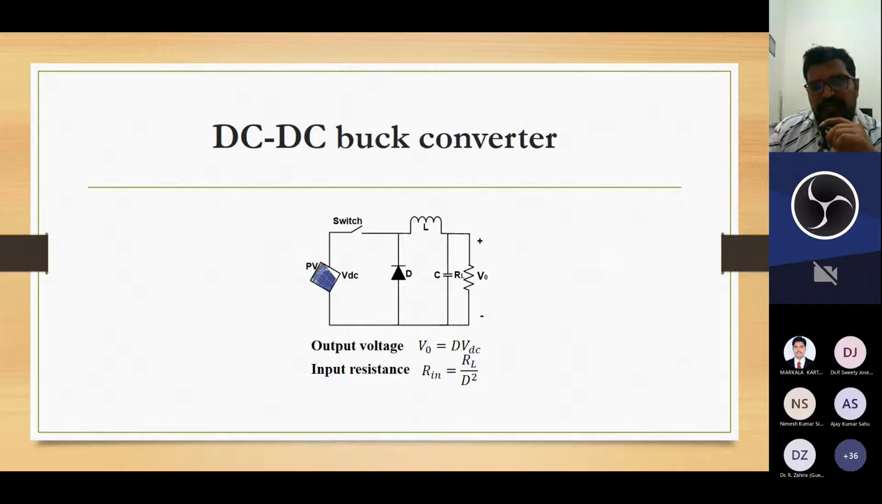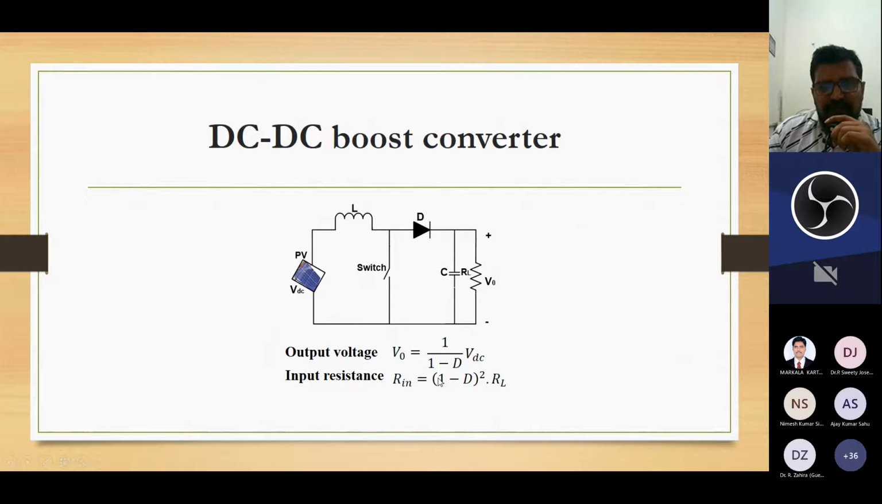Generally, many PV applications will use either a buck converter or a boost converter. For simple understanding, I have given one DC-DC buck converter circuit and how the output voltage will vary according to the input. Similarly, the boost converter.